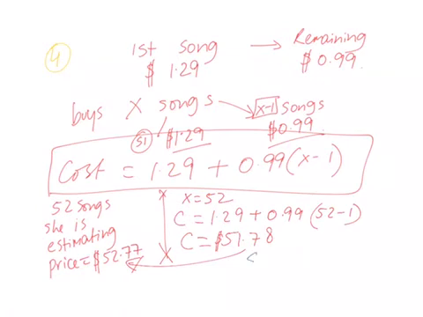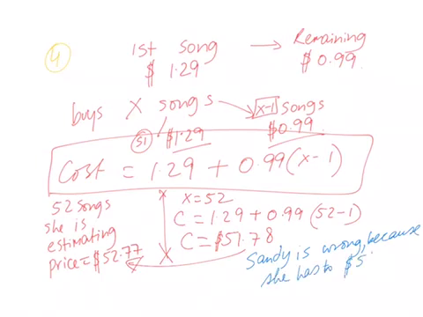So what should my answer be? It should be Sandy is wrong, right? Because she has to pay 51.78 for 52 songs. There we go. We got our answer.